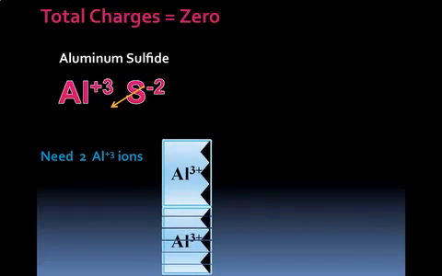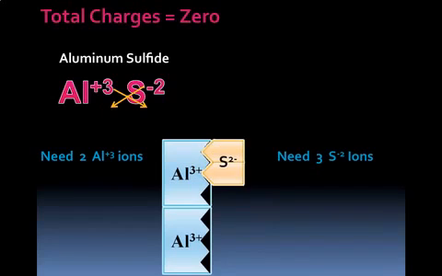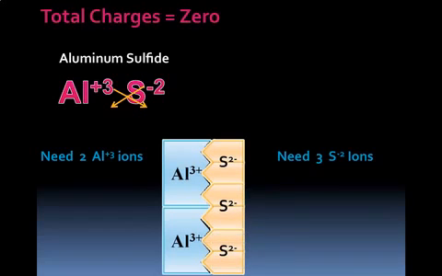Okay, so I'm going to write those there, aluminum +3. I have 2 different ones. Then I'm going to do the same thing here. I have a +3 charge in aluminum, which tells me I'm going to need 3 sulfur ions. So I have 1, 2, 3, and you can see how those kind of fit together in this model.